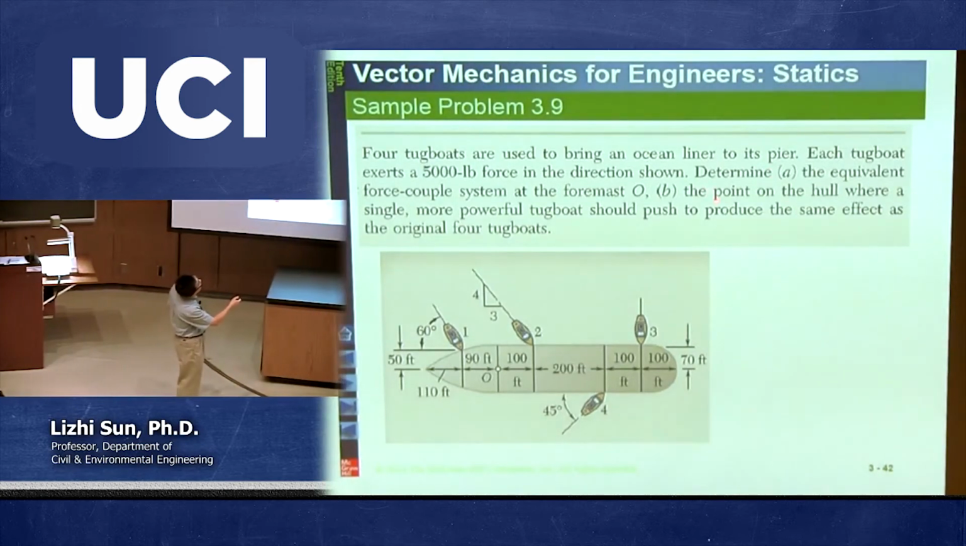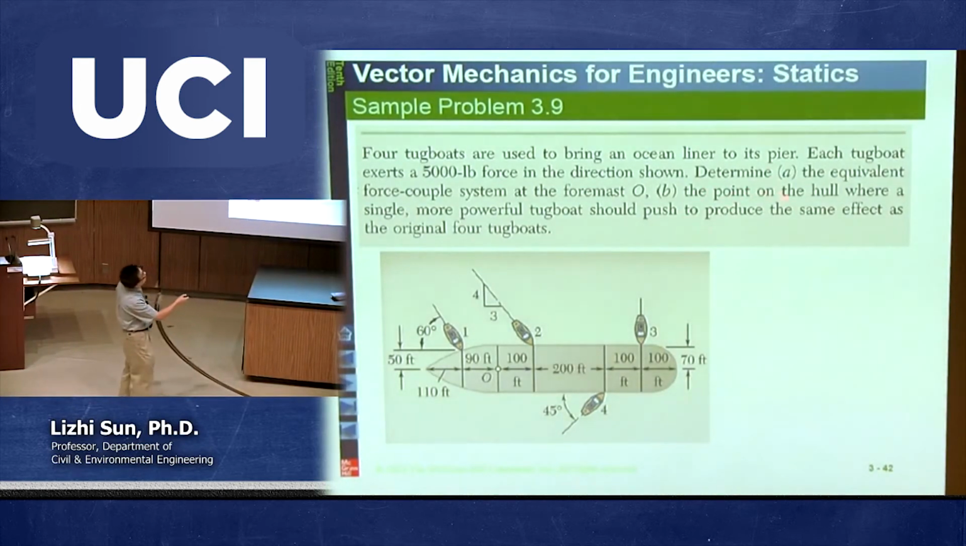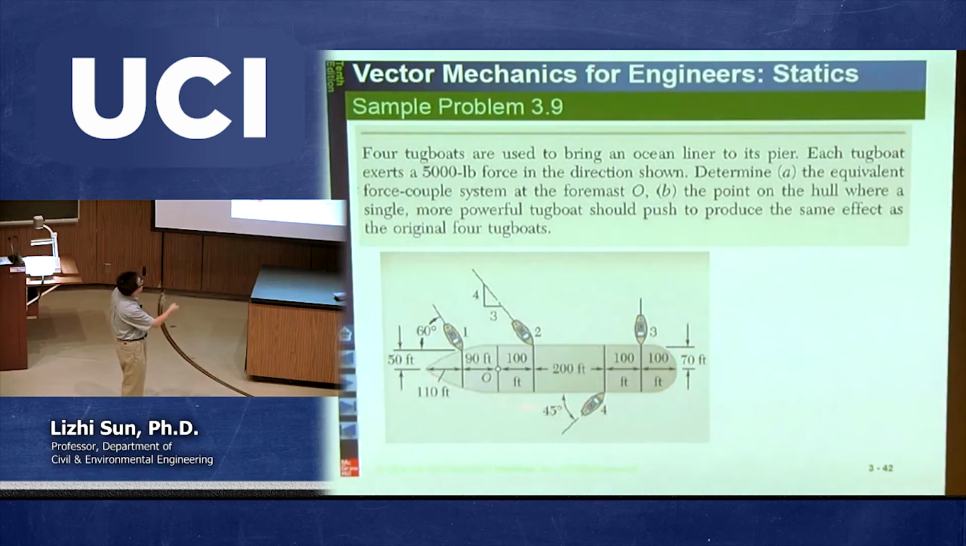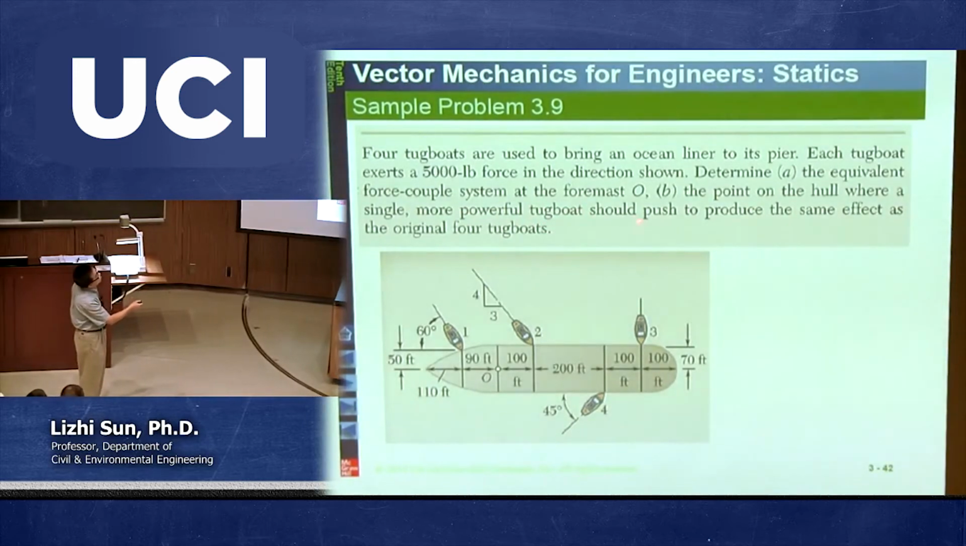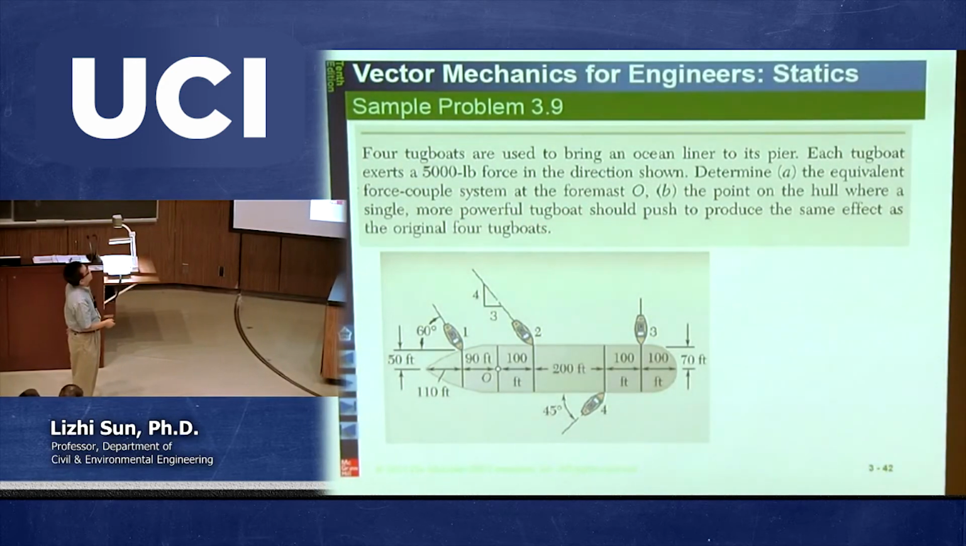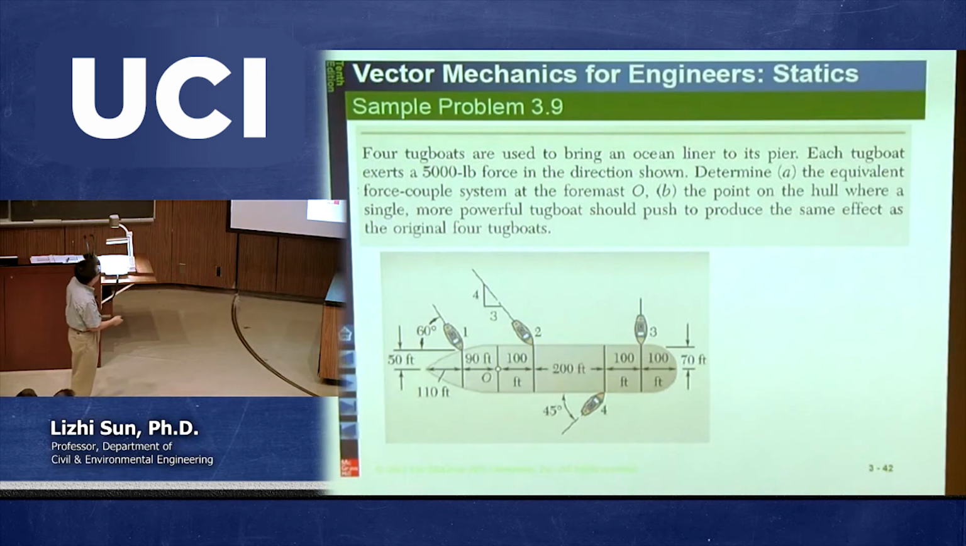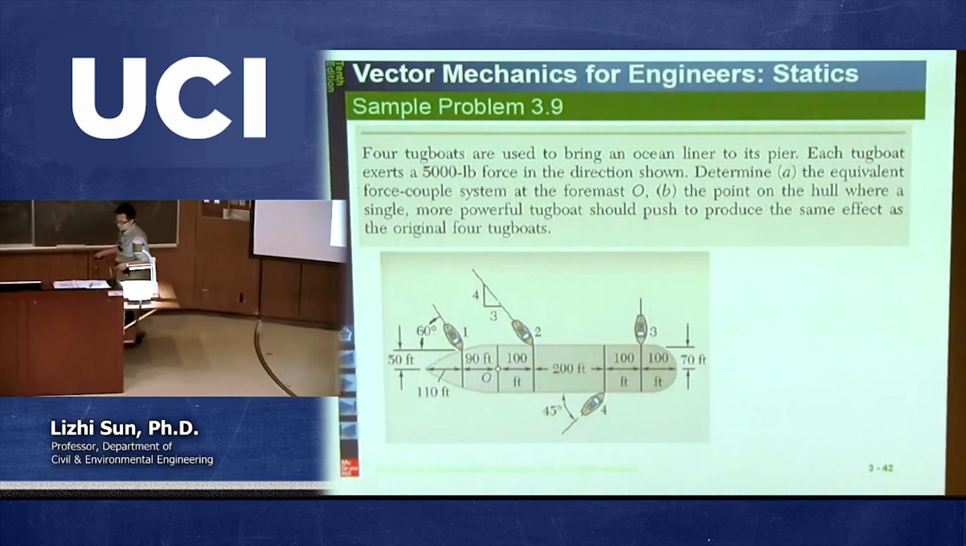The second question is, can we find a point on the hull, that means on the boundary, on the surface, where a single, but more powerful, small boat should push to produce the same effect. For this one, I'm going to use the overhead projector because I have this picture as well. Let me show you how we can find that point.